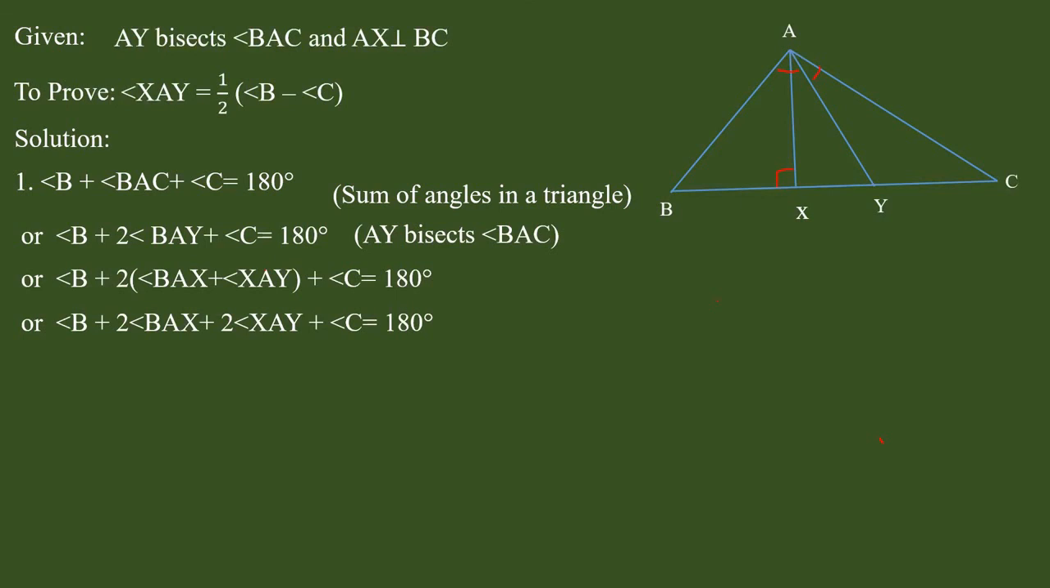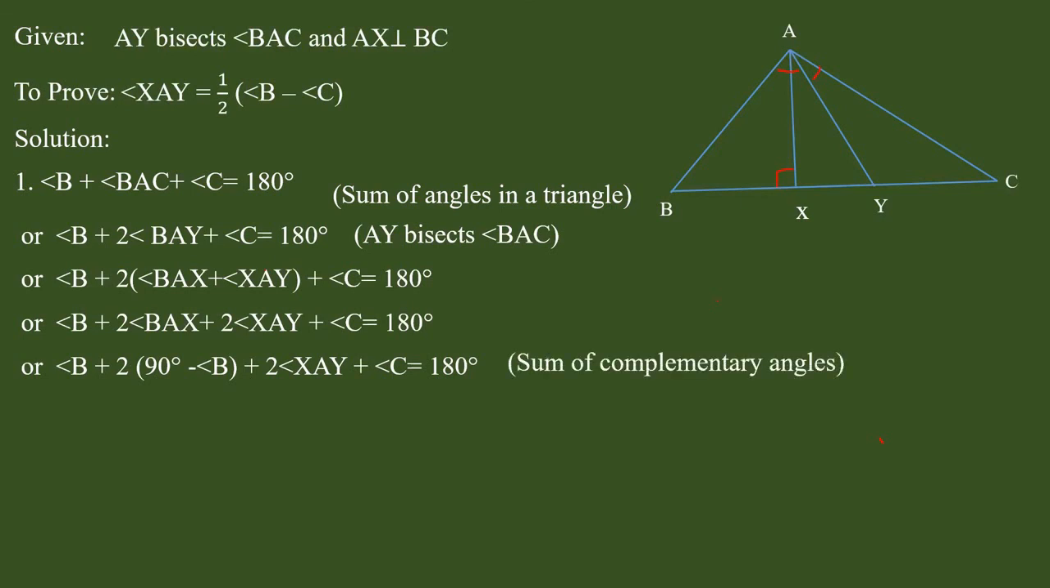Okay. Now, here we have got everything. See, angle B is there, angle C is there, angle XAY is there. So what is not required is angle BAX. And look closely at the figure. Angle BAX is in the right angle triangle BAX, right? So we can express angle BAX in terms of angle B as a complementary angle. So can I do like this? Angle B plus BAX means 90 degrees minus angle B, because it's a complementary angle, isn't it? So I can give the reason as sum of complementary angles, right? And the rest of the angles are the same, okay?